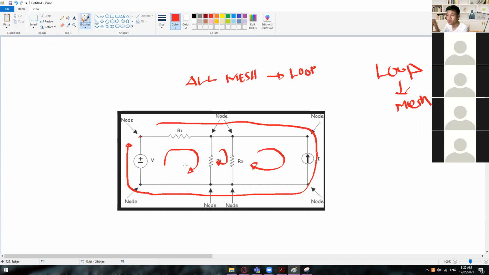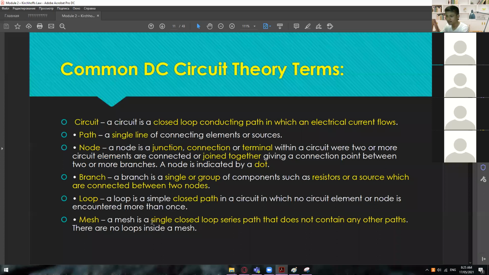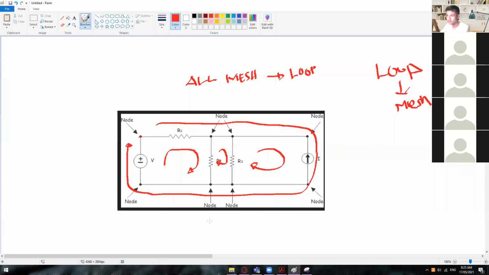Why? Because we only have 3 meshes in here. If you take a look, it's one single closed loop. So where are those meshes? We have this first mesh, second mesh, and then the third mesh.